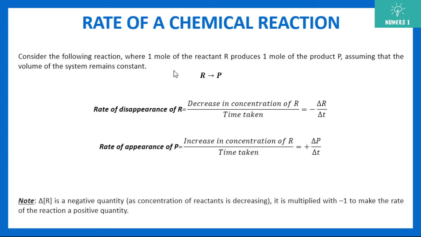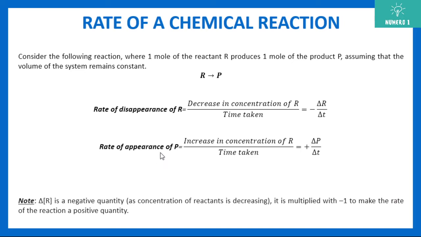Now let us consider a reaction where 1 mole of reactant R produces 1 mole of product P. So reactant R gives product P. We are assuming that the volume of the system is constant. So the rate of disappearance of R will be the decrease in concentration of R upon time taken, that is minus delta R upon delta T. The negative sign is used because the concentration of the reactant is decreasing. That's why we multiply it by -1, so that the rate of disappearance of R is a positive quantity.